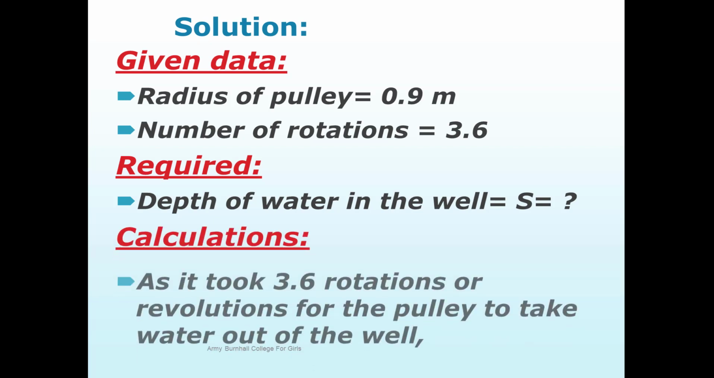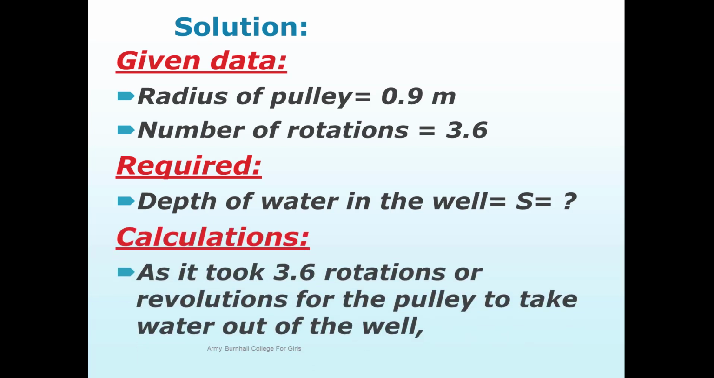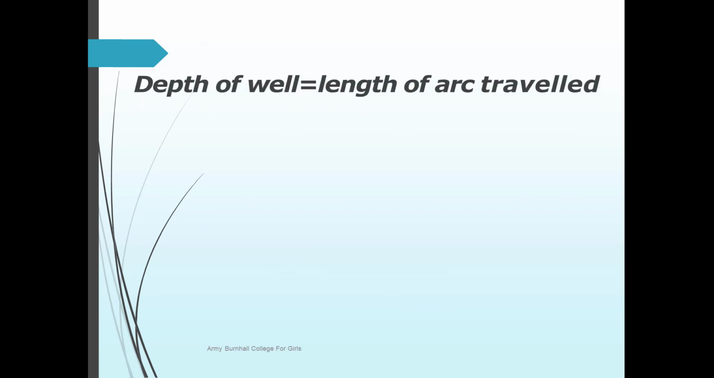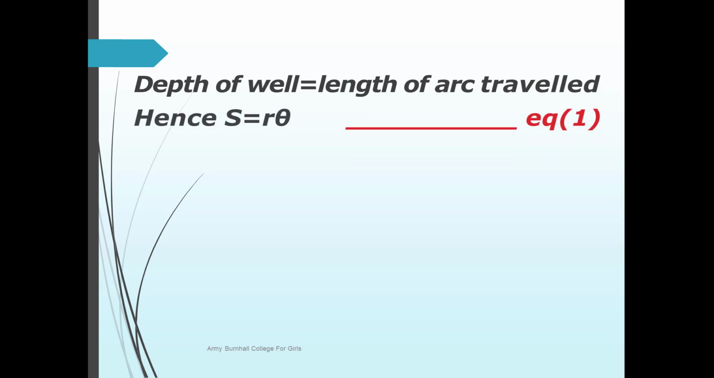Okay. So we can say that as it took 3.6 rotations or revolutions for the pulley to take water out of the well, depth of the well is equal to the length of arc travelled. Hence S is equal to r theta. Name it as equation number 1, where theta is equal to 3.6 rotations. This is given.